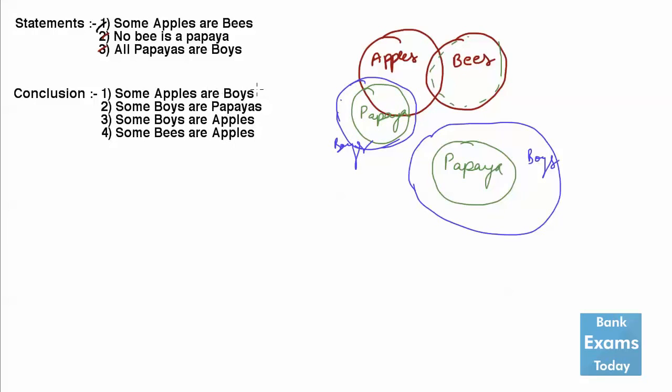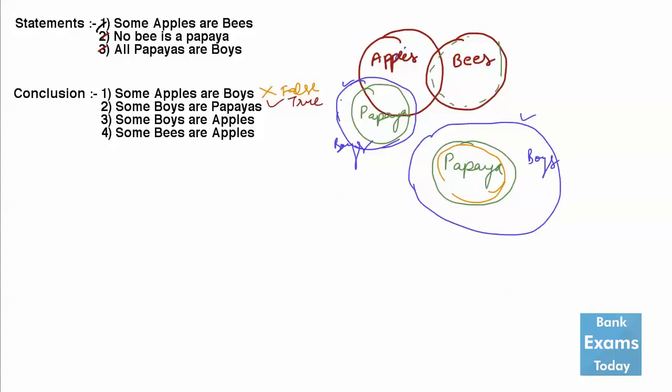This is for boys. So now move on to the conclusions. Some apples are boys. If we look at this one, it is right. But there is a second possibility. Here there is no relation between apples and boys. So this conclusion can't be found. This is false. Some boys are papayas. Yes, this one is right. In both of the situations, the papaya part is also boys. So this one is true.